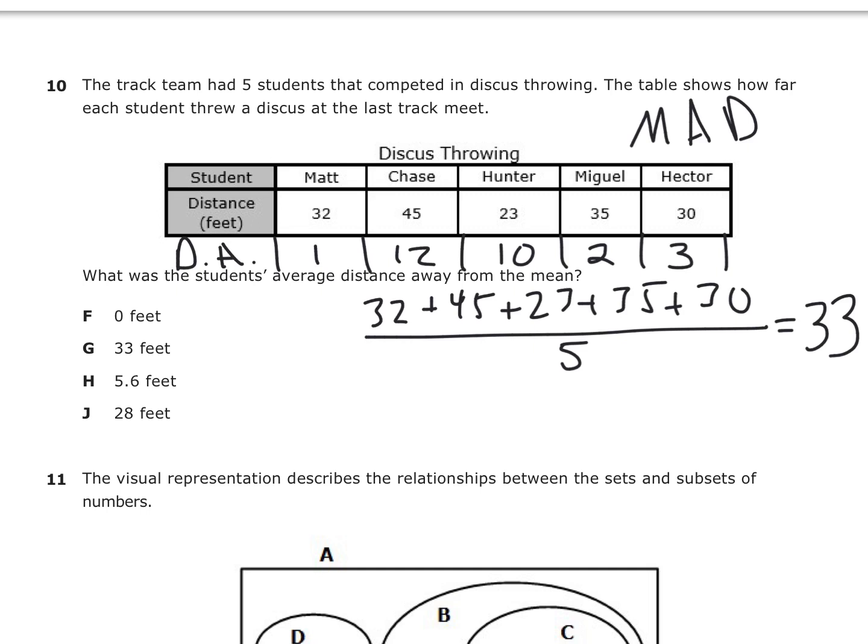Now what do we need to do with those values? Add them up and divide by 5. So we have 13, 23, 24, 25, 26, 27, 28. 28, right?